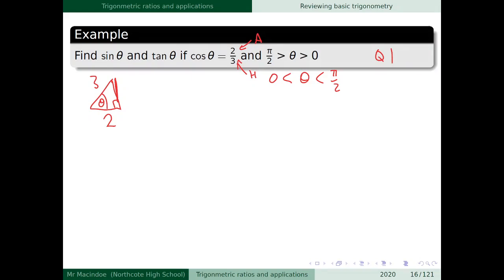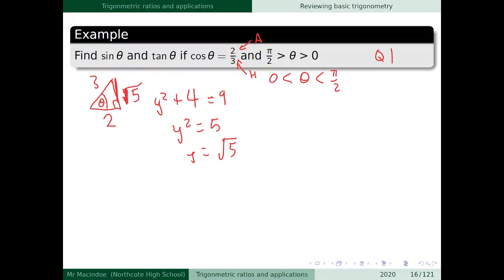So now, again, we can do a bit of Pythag to get our missing side, and we can find sine and tan. Let's just call it y again. So y squared plus 2 squared, which is 4, is equal to 3 squared, which is 9. So y squared is 9 minus 4, which is 5. So y is plus or minus root 5, but we're just going to forget about the plus minus because we know it's going to be positive. So this is the square root of 5.